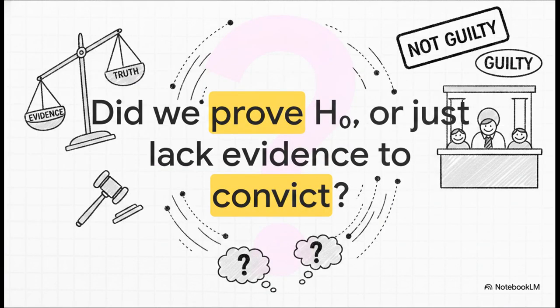As we close out this explainer, I want to leave you with a really critical thought. It's a trap so many people fall into. If we run our test and our math fails to reject the null hypothesis, did we actually prove that the null is absolutely true? Or, much like a courtroom finding a defendant not guilty rather than completely innocent, did we simply lack the evidence to convict them this time around? Think deeply about that distinction. Because in the world of statistics, an absence of evidence is absolutely not evidence of absence.